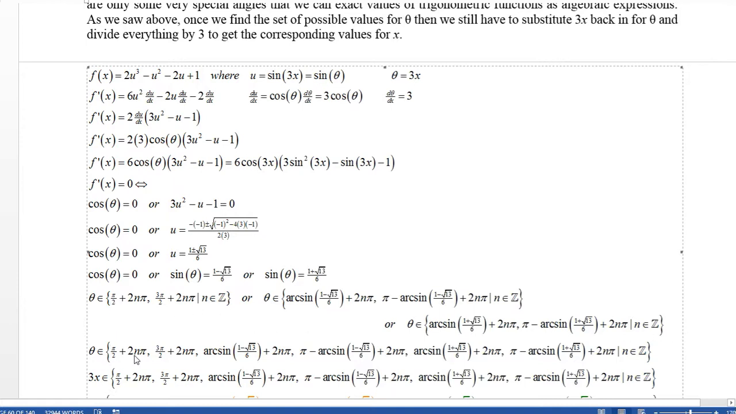We have pi over 2 plus 2n pi, 3 pi over 2 plus 2n pi. The arc sine of (1 minus the square root of 13) over 6 plus 2n pi. Pi minus the arc sine of (1 minus the square root of 13) over 6 plus 2n pi. The arc sine of (1 plus the square root of 13) over 6 plus 2n pi. Pi minus the arc sine of (1 plus the square root of 13) over 6 plus 2n pi.